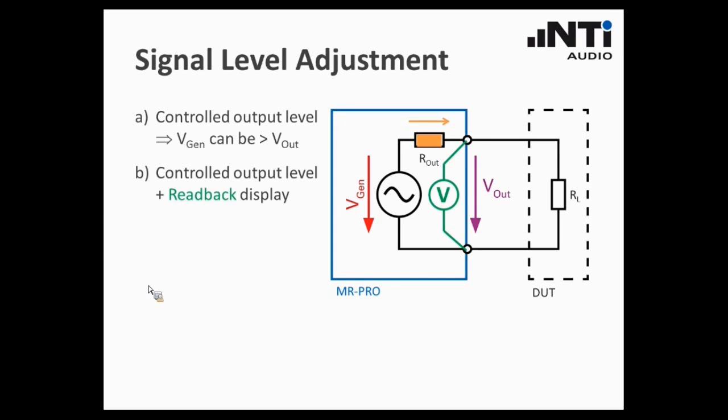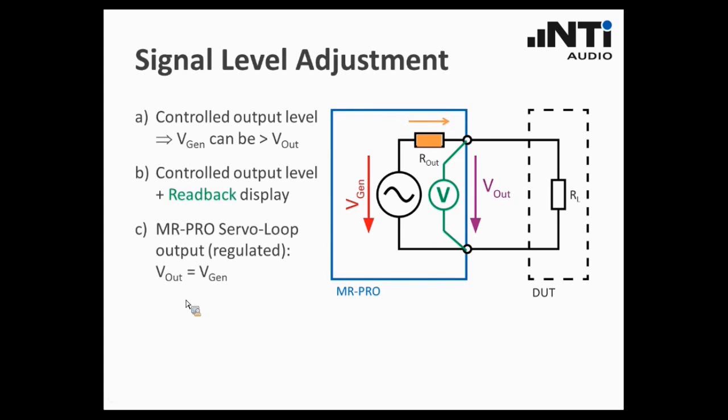A little bit more advanced approach is to measure the actual output voltage at the output pins and provide this information back to the user on their own display. We call it the readback display. If you ever have been working with an A2 instrument from the old Neutrik times, you know this readback. That gives you a visible feedback on the actual output voltage, and that allows you to possibly fine-tune the generator voltage accordingly until you achieve the requested output voltage.